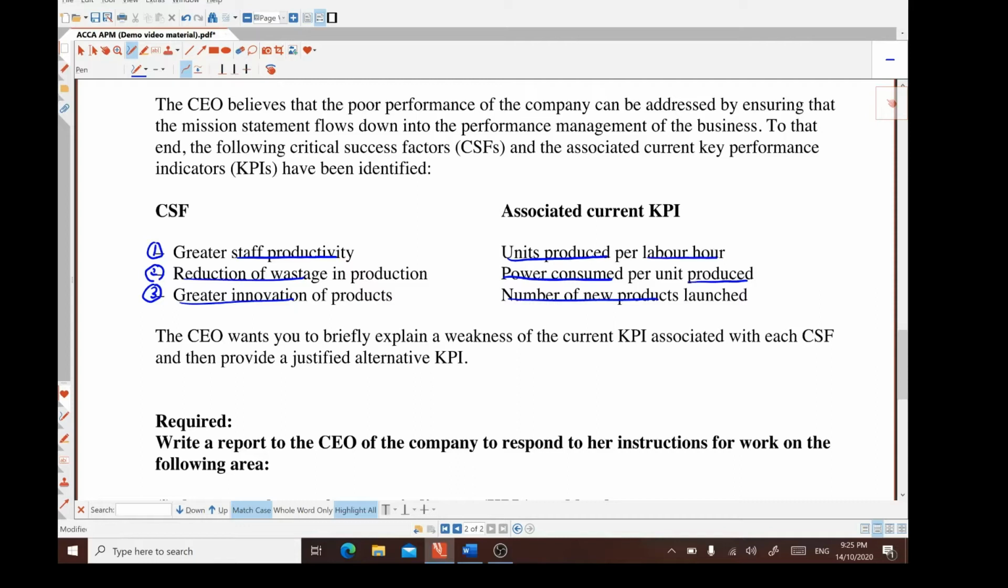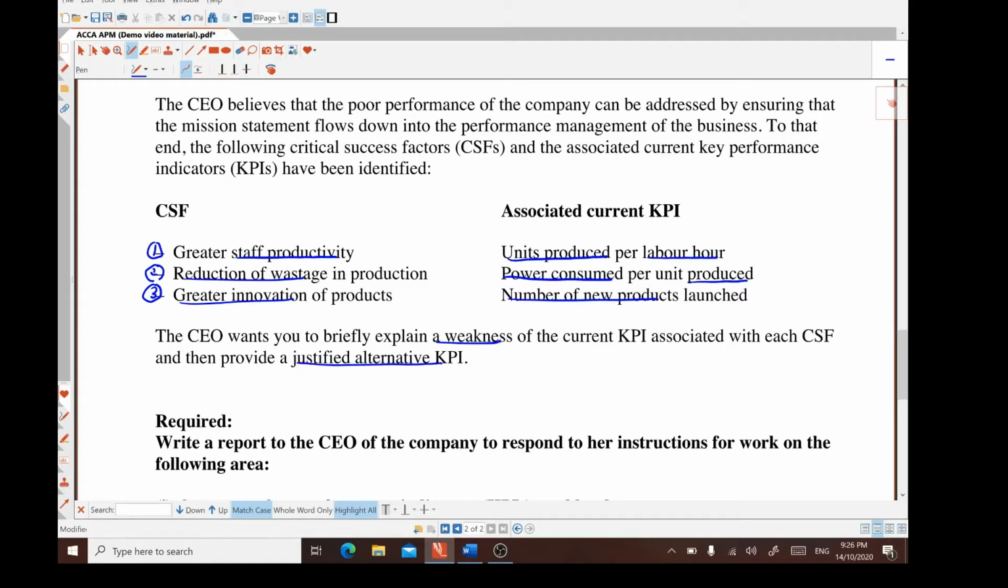Of course, what we have to do later on is look at the case, especially when it comes to the requirement. The CEO wants you to briefly explain a weakness of the above current KPI associated with each CSF and then provide a justified alternative KPI, for your information.